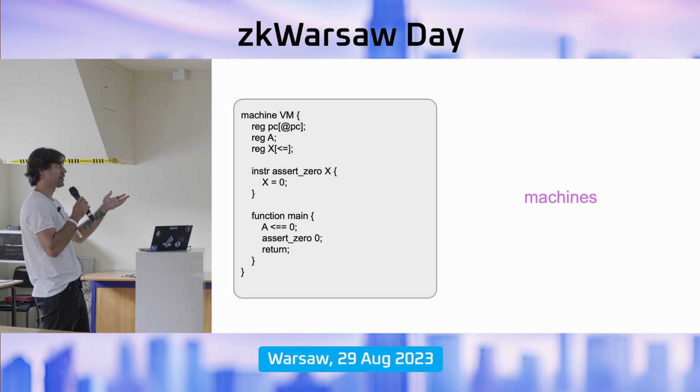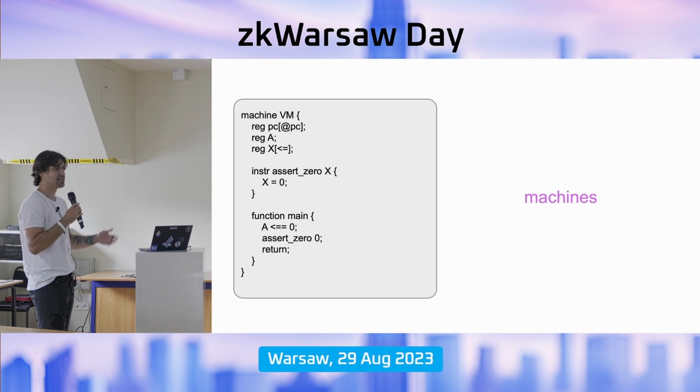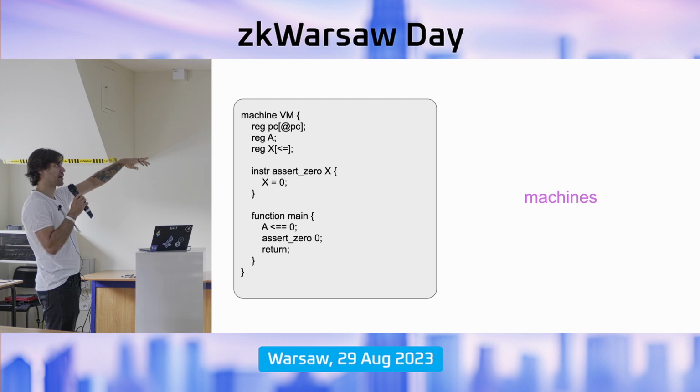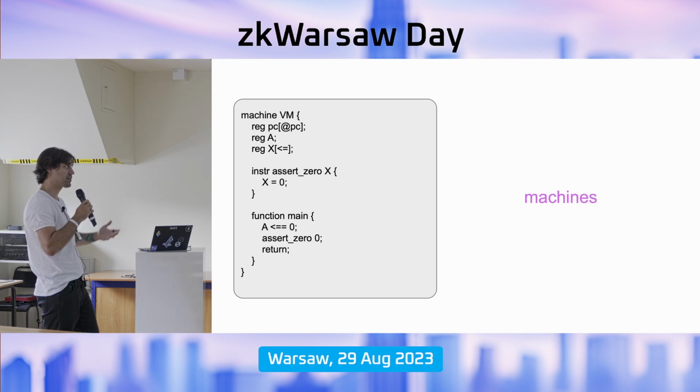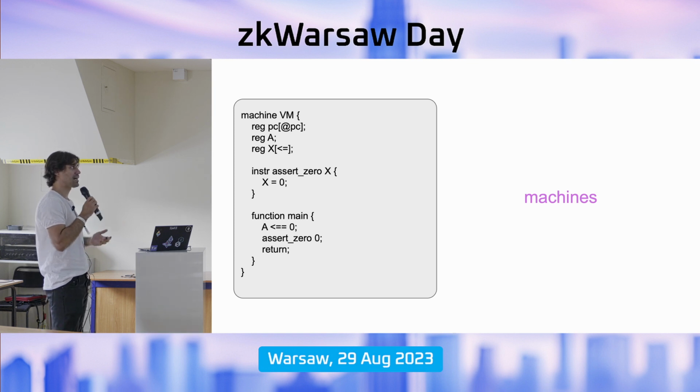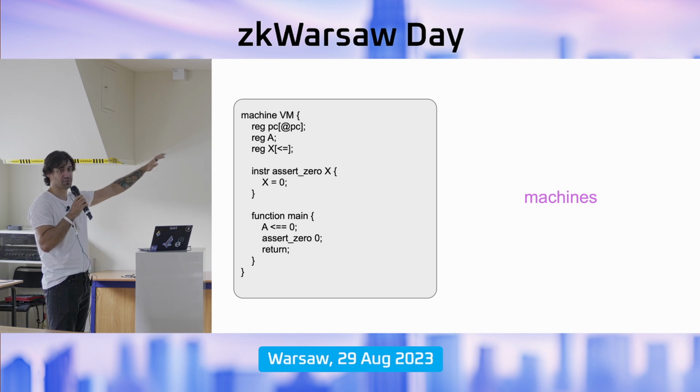So this is a very simple VM that has 3 registers, and 2 of them are annotated with specific flags. One of them is a PC register, the other one is an assignment register with the arrow, and A is a general purpose register. We have only one instruction that allows us to assert that a certain register is 0. And when you see x equals 0 over there, that's not an assignment, that's a constraint.